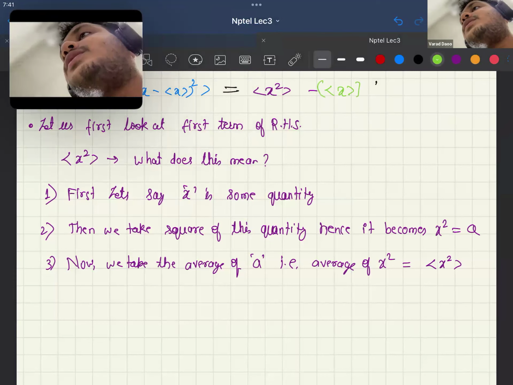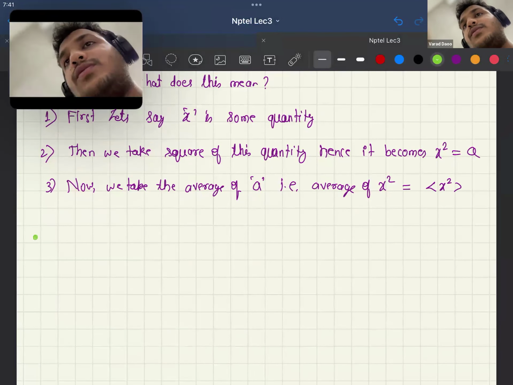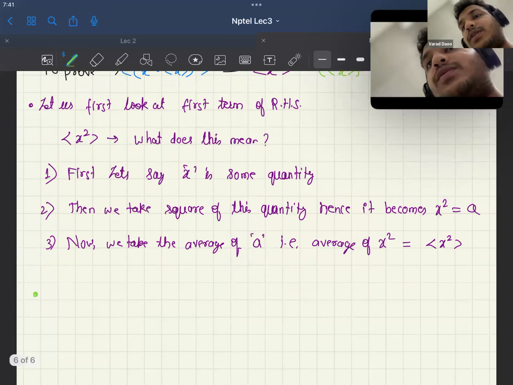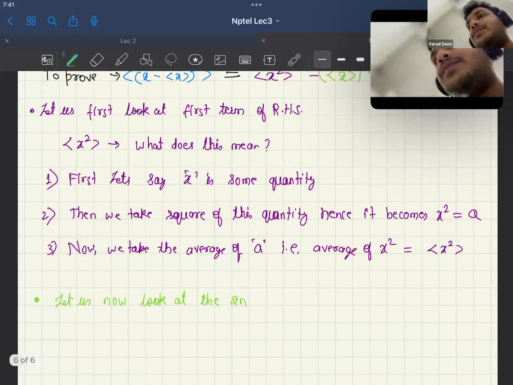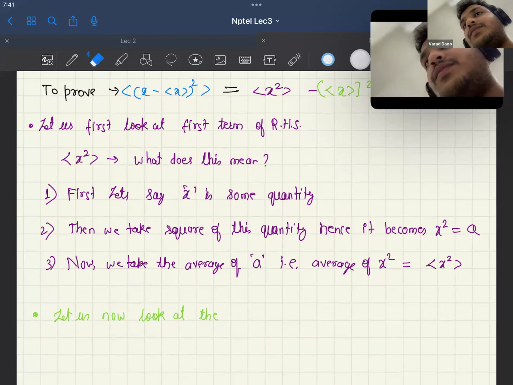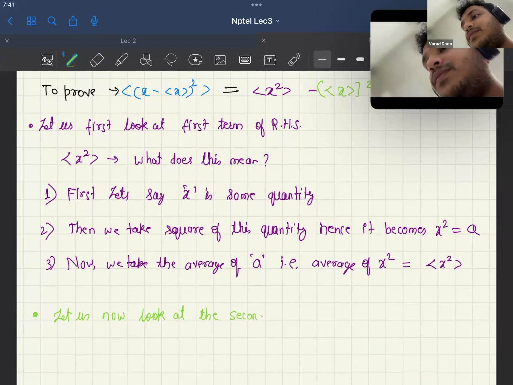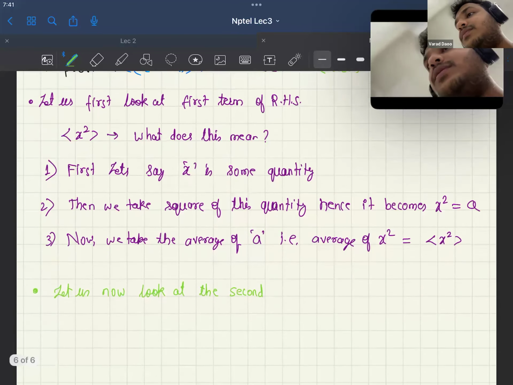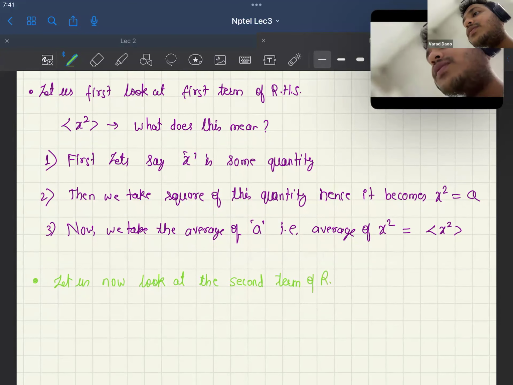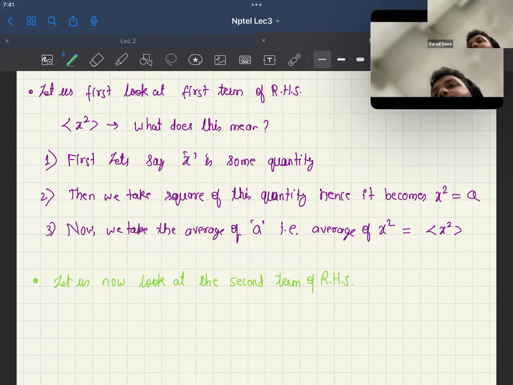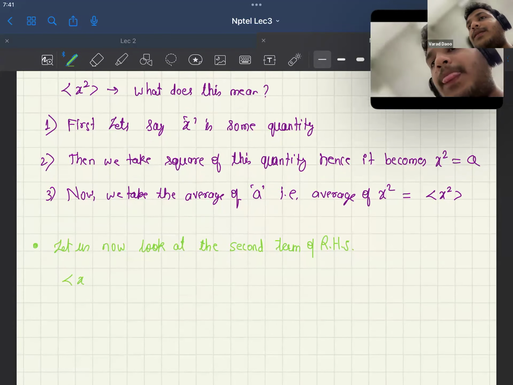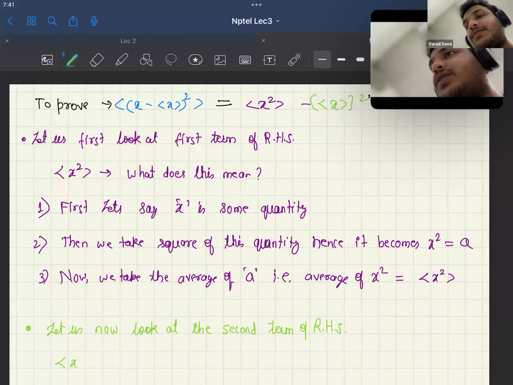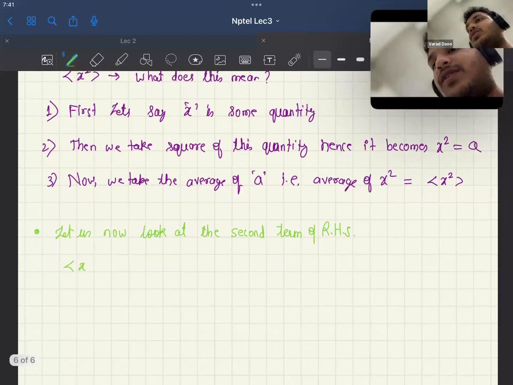Average square. Okay, now let us look at the second term of RHS, right? Which is, I think, what is that? Average square. Remember, these two terms are very different, right?